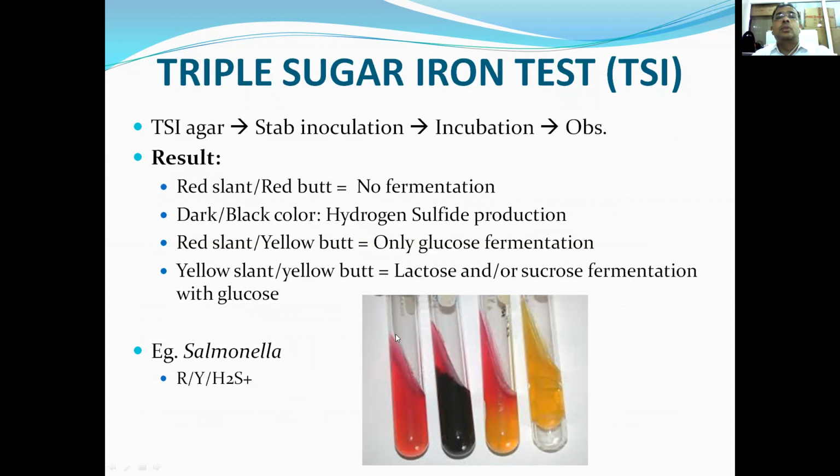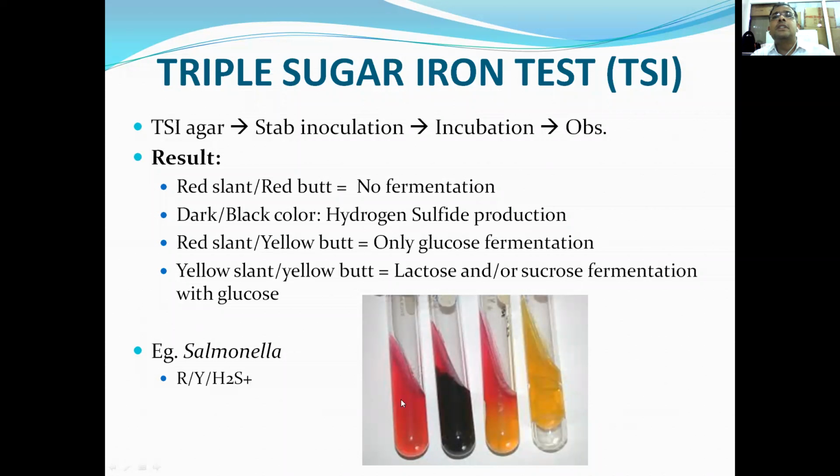This particular tube shows that now before coming to this one, you should know that when we are preparing the slant, this portion is considered as the slant and this portion is considered as the butt. So butt and slant, here the color change with respect to slant and butt is indicative of the result. So red slant and red butt.